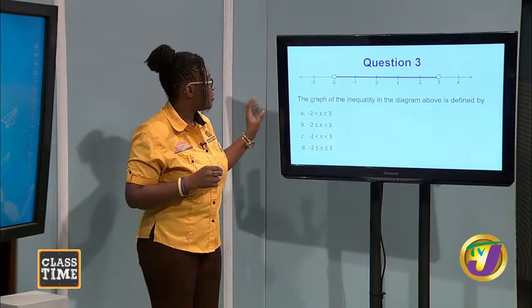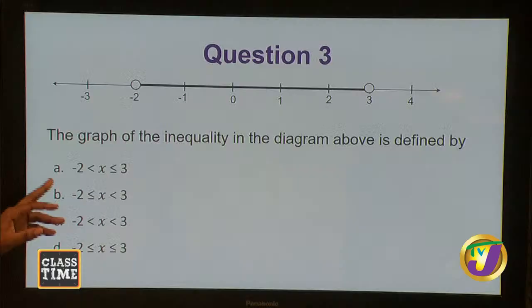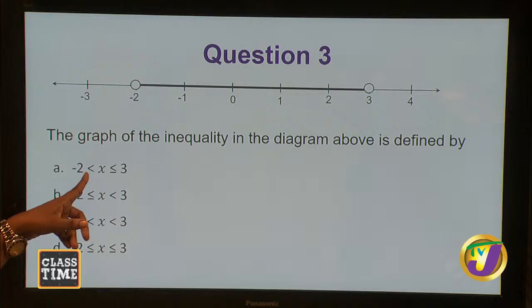So I'm looking at option A, and I notice the sign here, the first one without the or equal to component and the second one with. That is not reflecting what our graph is exactly reflecting, so we can eliminate that one. For the same reason, we could eliminate B as well. So we have a 50-50 chance of getting the correct answer.